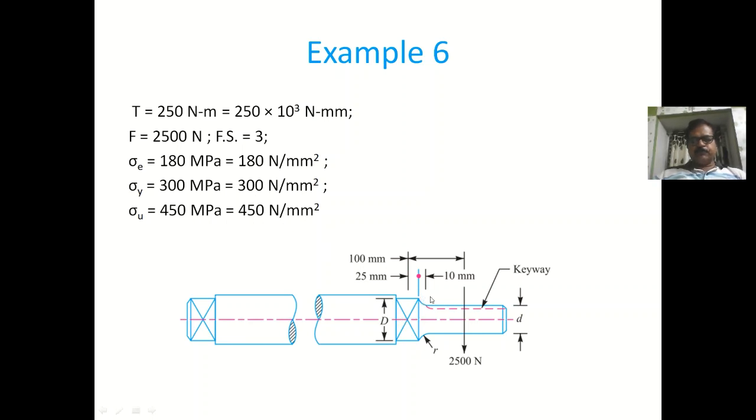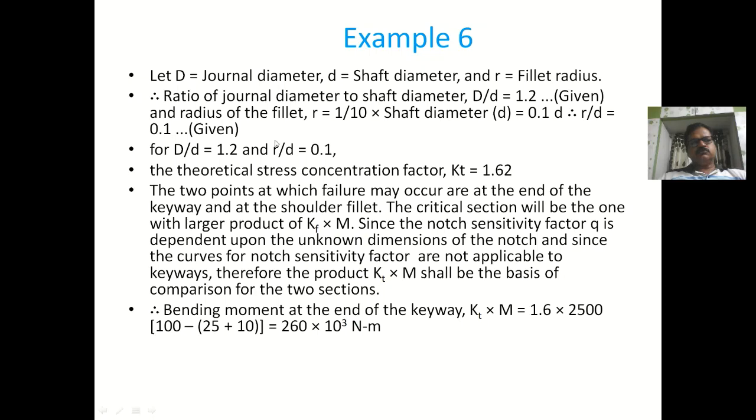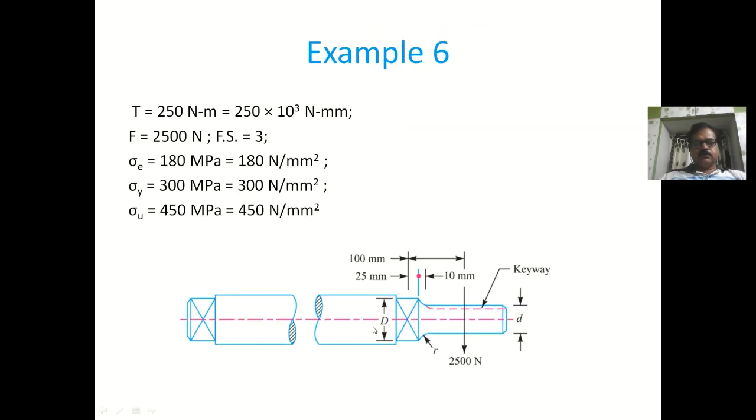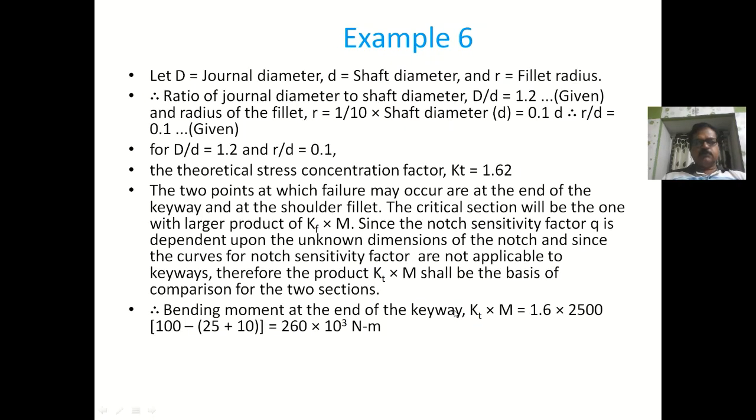Here you can see the load applied approximately at the center, and from the center to the point it is given as 100 mm, and from this point at the end of the bearing you have 25 mm. So from the load to this point it is 75 mm, and there is a load of 2500 Newton. So capital D is the journal diameter and small d is the shaft diameter. R is the fillet radius.